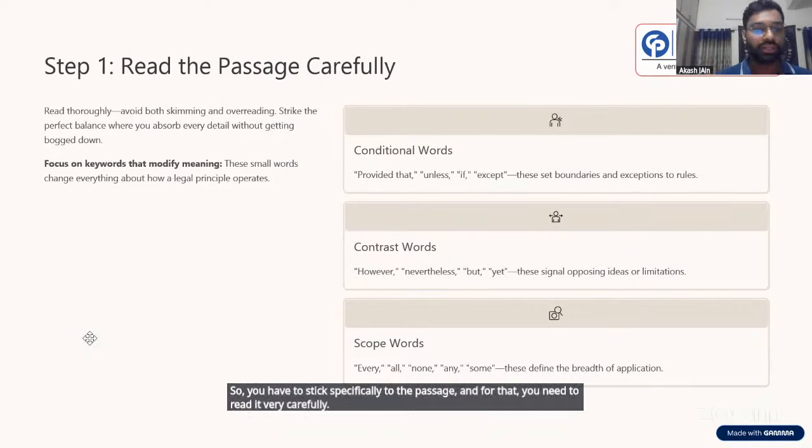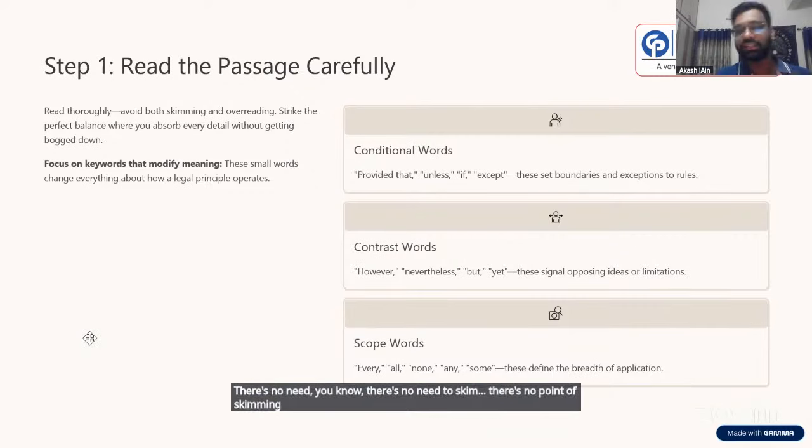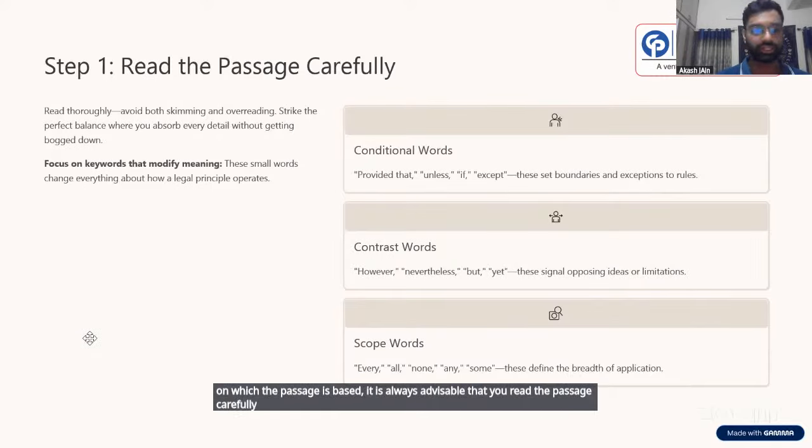There's no point in skimming through the passage and then jumping to the question. Don't do that. No matter how many times or how well you know the law on which the passage is based, it is always advisable that you read the passage carefully. There's no shortcut to it. Read the passage as carefully as possible, right?